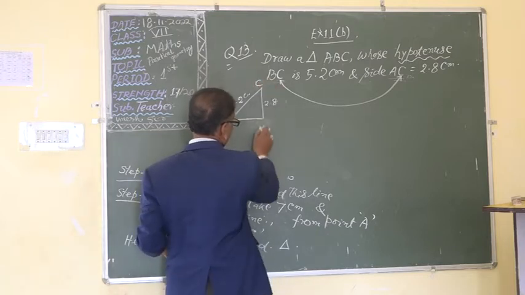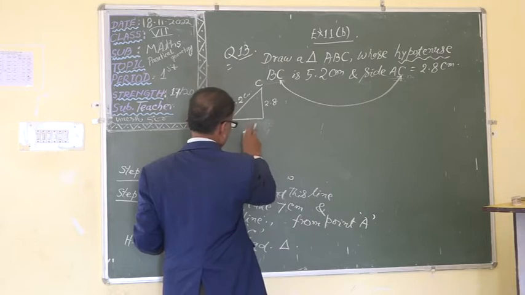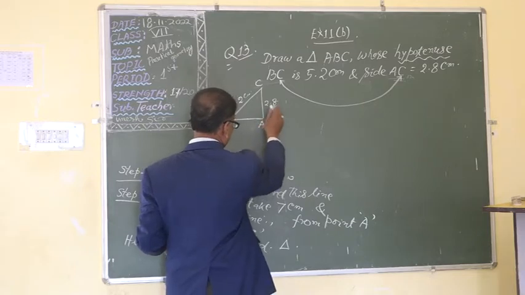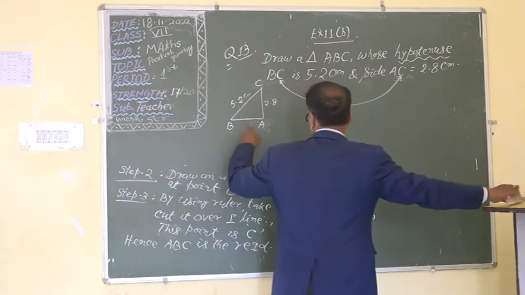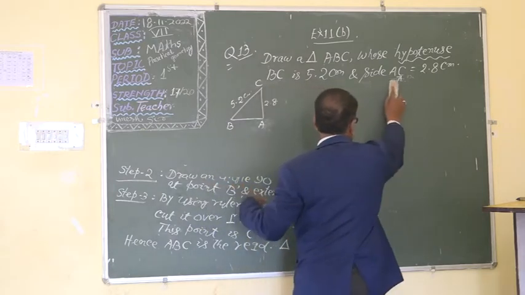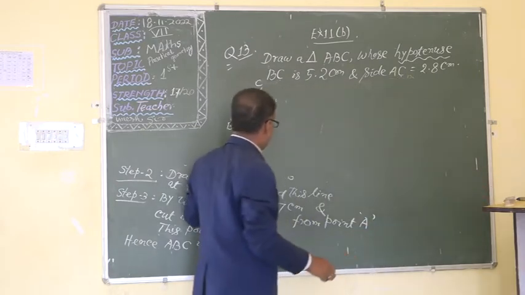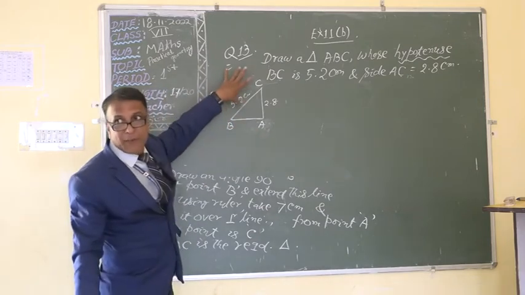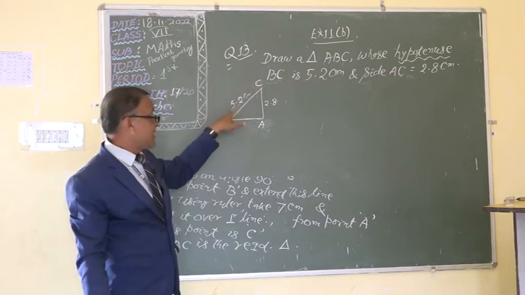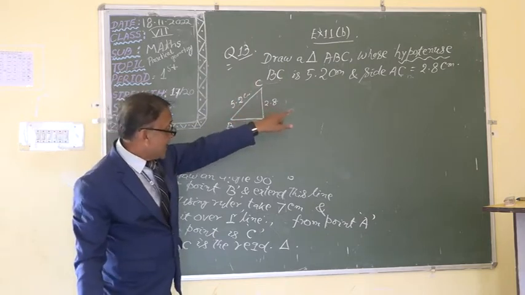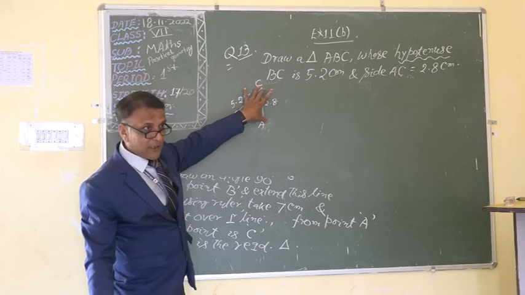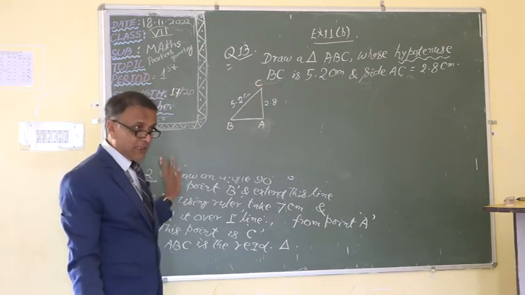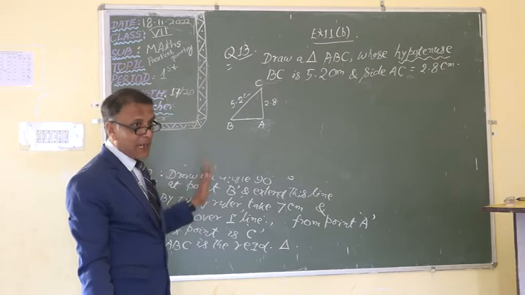BC is 5.2. This is the hypotenuse. Then AC. Now here angle A will be 90 degree according to the rough diagram. That's why I was saying first you draw the rough diagram. Here BC is given, BC is the hypotenuse. So BC is 5.2, AC is equal to 2.8. That means the triangle will be like this.